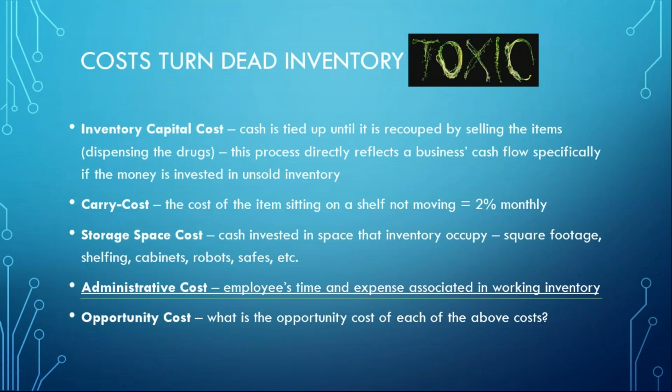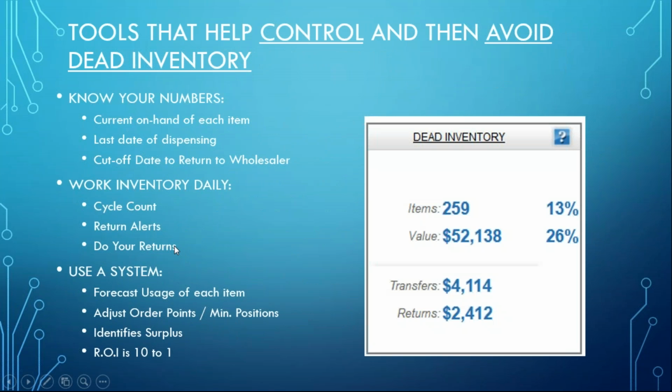as opposed to looking at, where's my dead inventory? This has got dust on the bottle. It's got 2 stickers. That means I'm supposed to send it back. So the opportunity cost of dead inventory is huge, and it directly relates to all these other costs. So tools that can help you control and then avoid dead inventory, and there's these 3 bullet points here, I think, really tell the whole story. Knowing your numbers, working your inventory daily, and then using some kind of system to help you control your inventory.